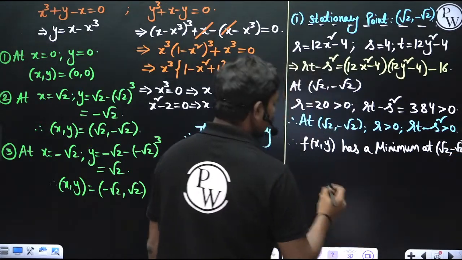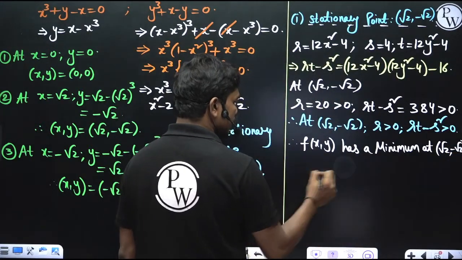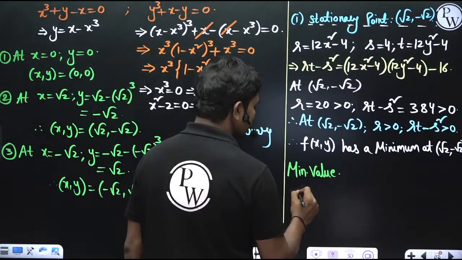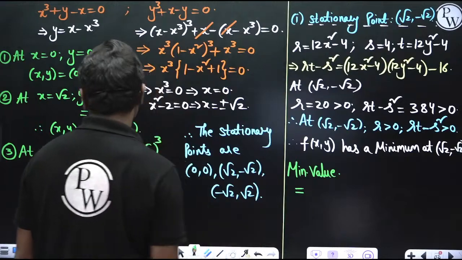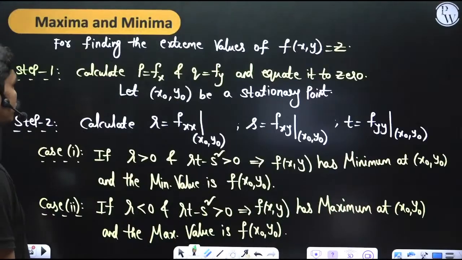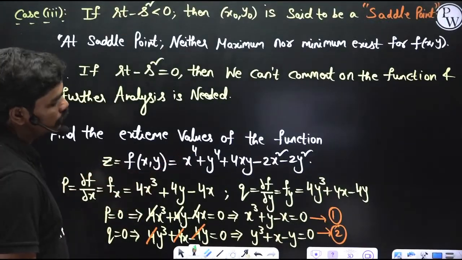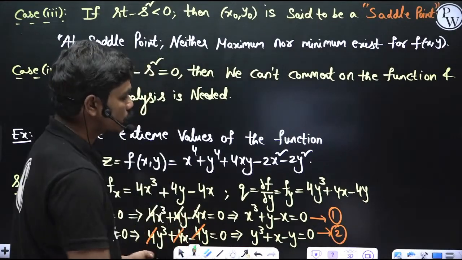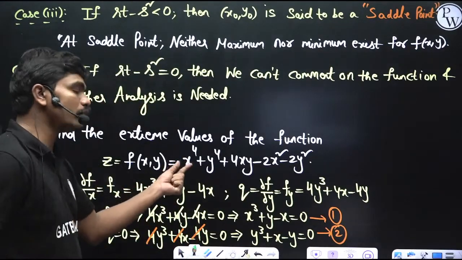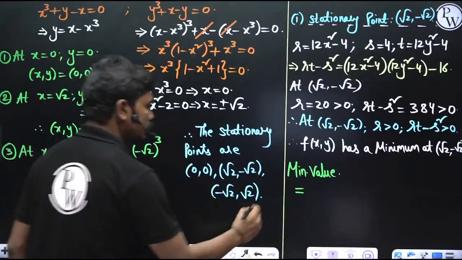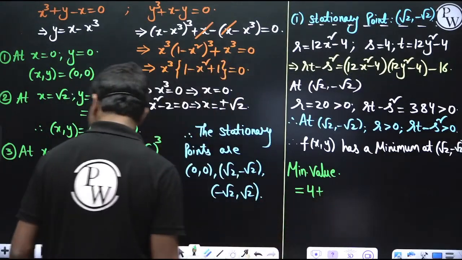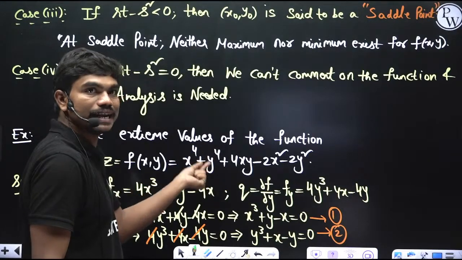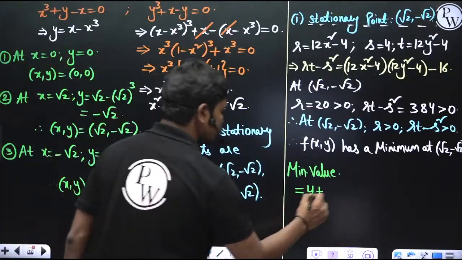Okay, and what is the minimum value? Minimum value is equal to, so let's see what the minimum value is. So what is the function actually? This is the function that we have. So in this function, put x equal to root 2 and y equal to minus square root of 2. So if you put x equal to root 2, root 2 power 4 gives you 2 square. Okay, so the first term is 4, plus y power 4. If you put y equal to minus root 2, whole power 4 is again root 2 whole square, which is again plus 4.